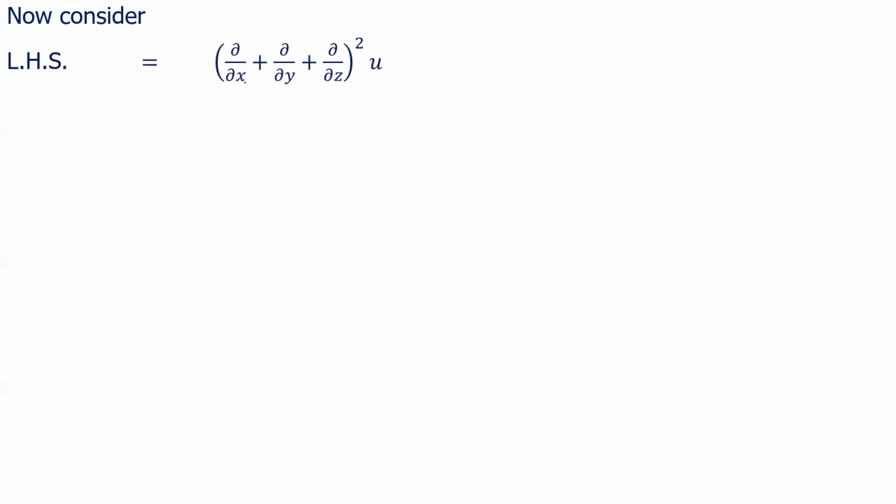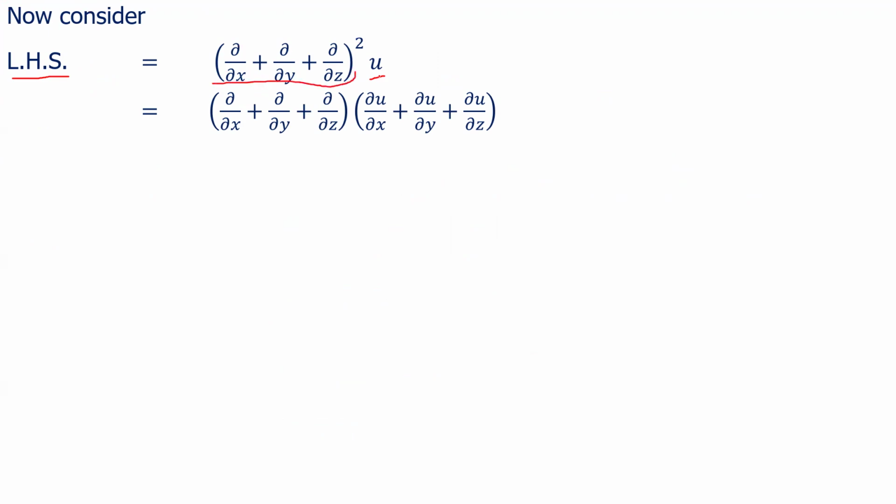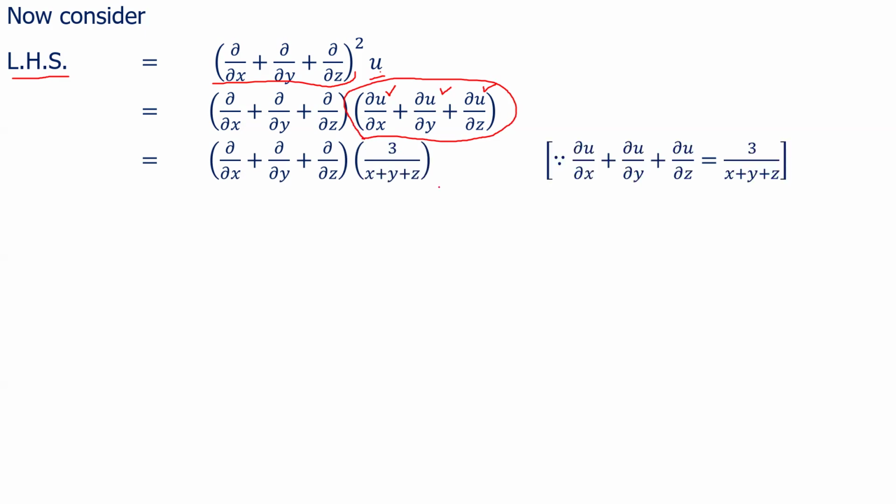Now we want to find out the value of del del x plus del del y plus del del z whole square of u. So this is our left hand side. Now we can write down this in this manner. This is del x plus del y plus del z whole square. So we can write down 2 times, and the u is operated in the second part. So del u del x plus del u del y plus del u del z. And we have already obtained the value of del u del x plus del u del y plus del u del z. This is nothing but 3 upon x plus y plus z because we have already obtained this result.